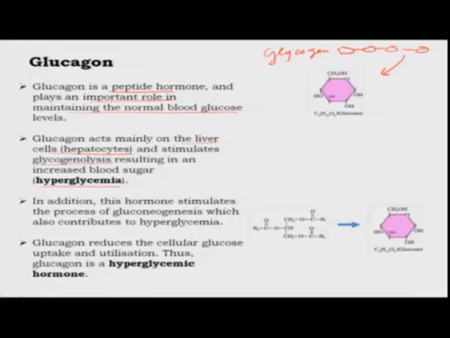In addition, it stimulates the process of gluconeogenesis. Remember gluconeogenesis? Production of glucose from other sources like lipids and proteins. So, this is also stimulated by glucagon. Now, glucagon will also reduce the cellular glucose uptake, meaning cells will not be able to take up as much glucose from the blood and utilize it less. Thus, glucagon is a hyperglycemic hormone, increases the blood glucose level.